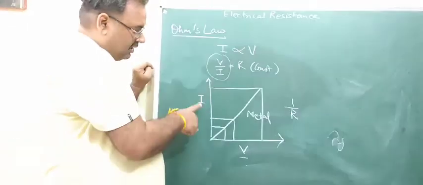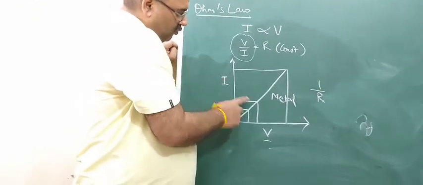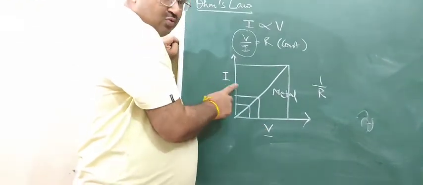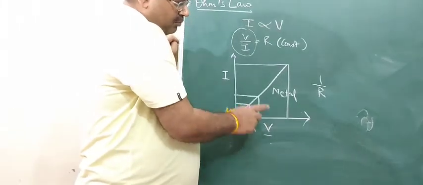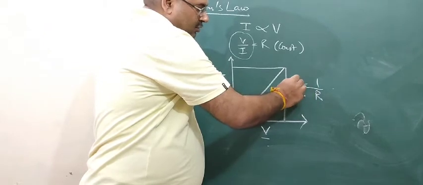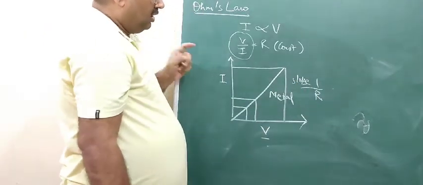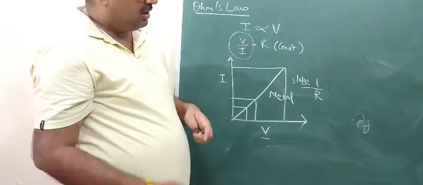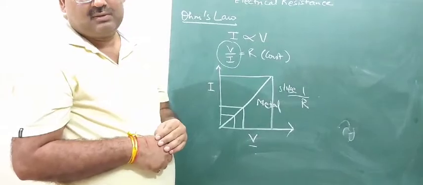It is I versus V. Therefore its slope will be y-axis upon x-axis, I upon V, which is equal to 1 upon R. That is known as conductance. So V upon I equals R, or I upon V equals 1 upon R.